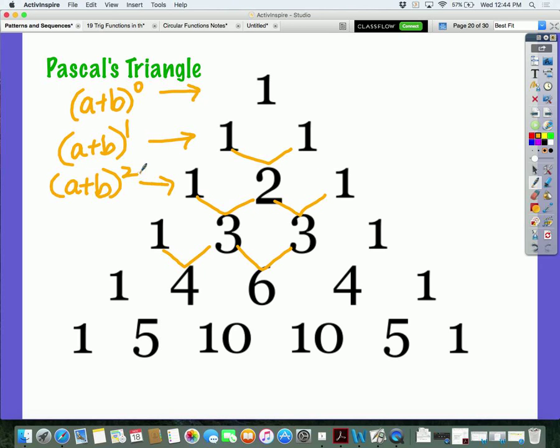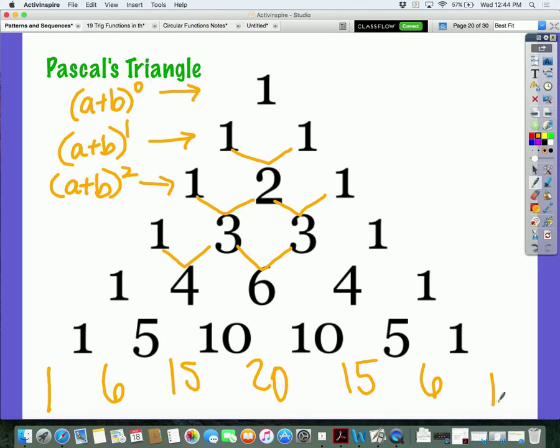So our fifth line of Pascal's triangle would be what? Our sixth line would be what? 1, 6, 15, 20, 15, 6, and 1. And it continues like that for the rest of the triangle.